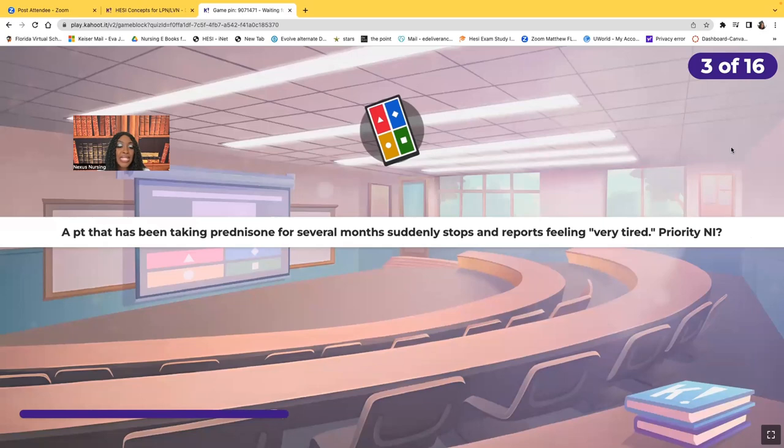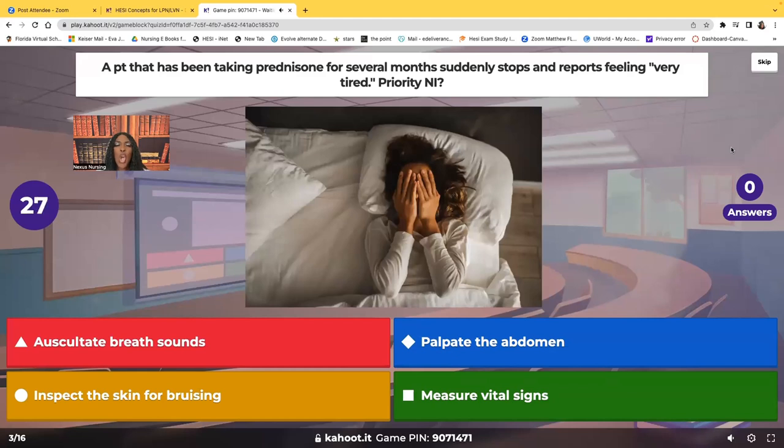A patient has been taking prednisone for several months and suddenly stops, and they report feeling very tired. What would be your nursing priority? Would it be to auscultate for breath sounds? Would it be to palpate their abdomen? Would it be to inspect for skin bruising? Or would you measure the vital signs? What would you do in a patient who's been taking prednisone for several months? They suddenly stop and they're reporting fatigue. What would be your nursing intervention? What's your priority in this situation?